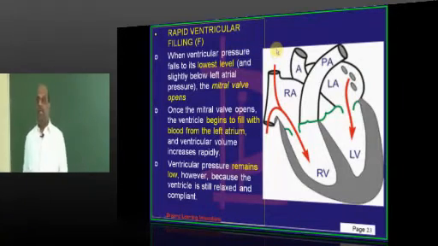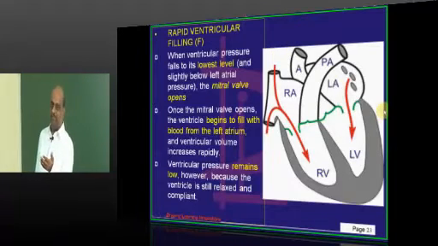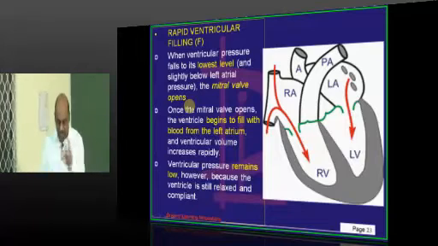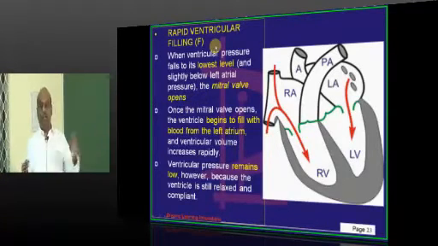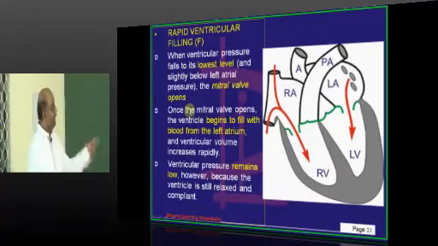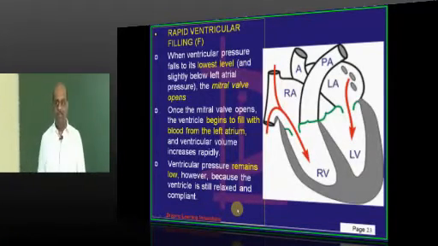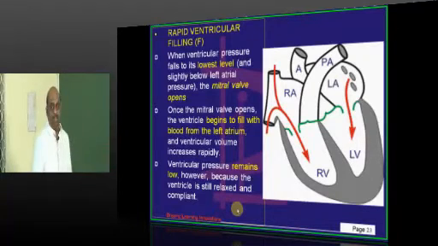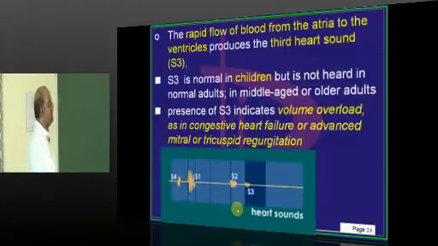Then comes opening of the AV valves and rapid ventricular filling. Typically, the moment isovolumic relaxation brings down the ventricular pressure to such a low value, the mitral valve will open and the tricuspid valve will open and blood will rush in, which is called rapid ventricular filling. We hear what is called the opening snap. You remember? Opening snap is typically associated with this phase of the opening of the valves.